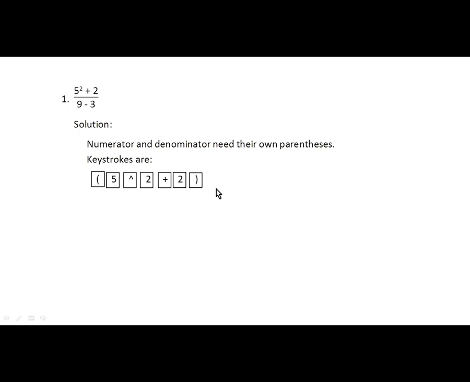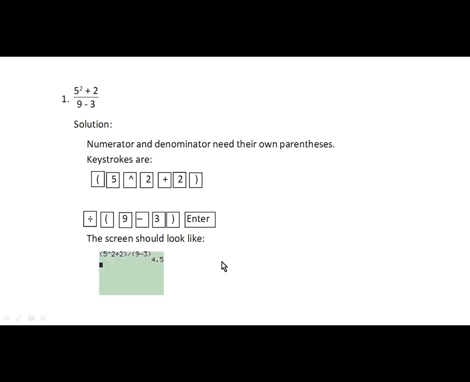You now have the numerator. So divided by, that's the slash for the fraction, open parenthesis for the denominator, then 9 minus 3, close parenthesis for the denominator, and then press enter. You'll get something that looks like this. So our answer is 4.5.